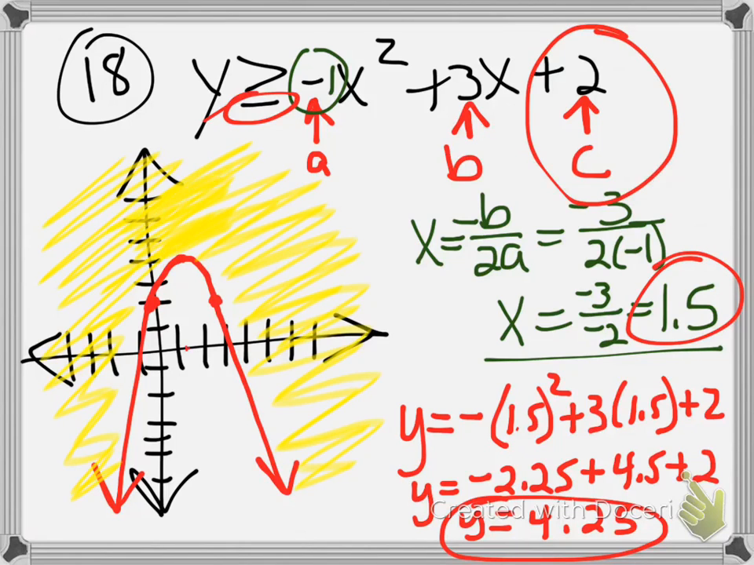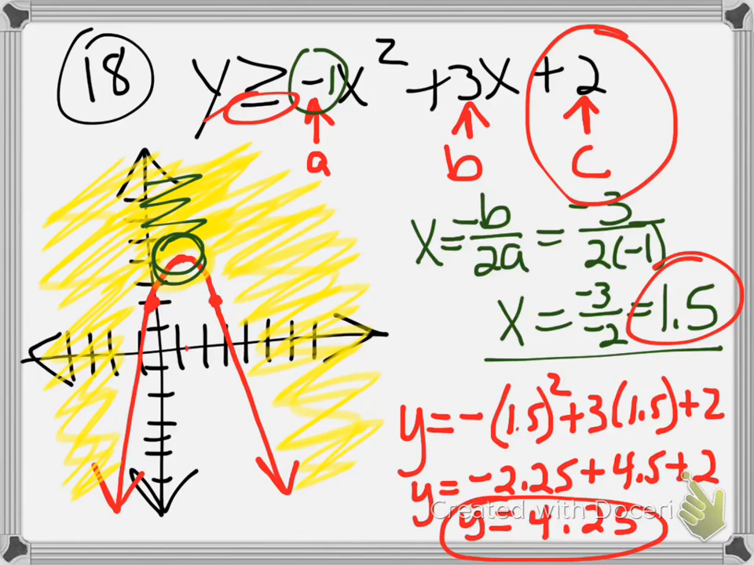Above the vertex tells me which side of my graph. So I'm either shading outside the U or I'm shading inside, and since the vertex is right here, shading above the vertex means I have to be out here. Okay? So that's how you shade that problem.